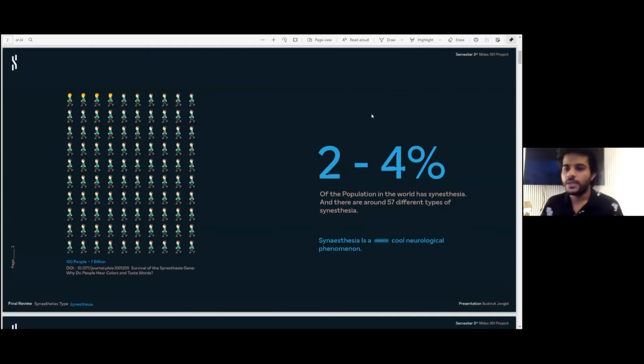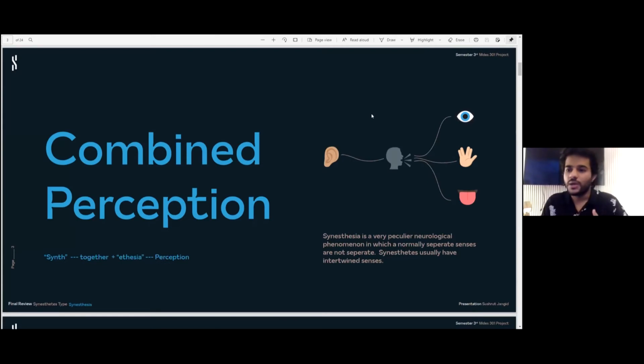I stumbled upon the interesting phenomenon of synesthesia, and in the world there are about 2 to 4% of people who have synesthesia. It's basically an amazing neurological phenomenon where a person has intertwined senses. A normal person sees what they see and won't confuse their senses, but a synesthete can also taste a word or maybe see a sound.